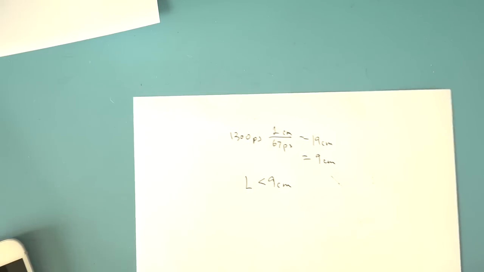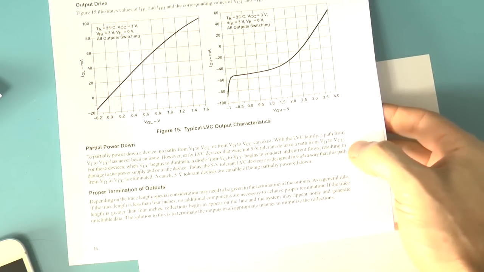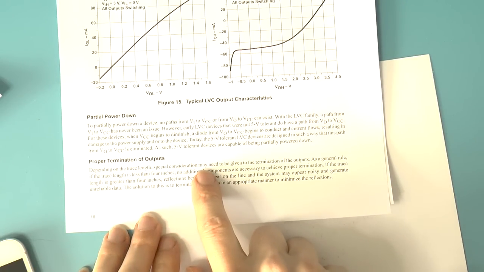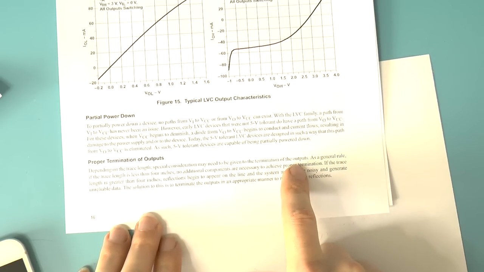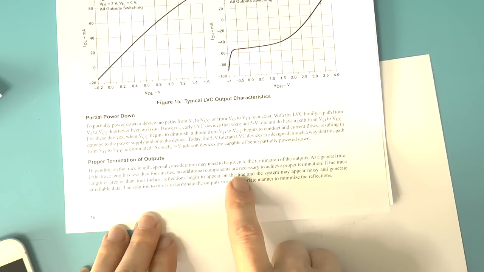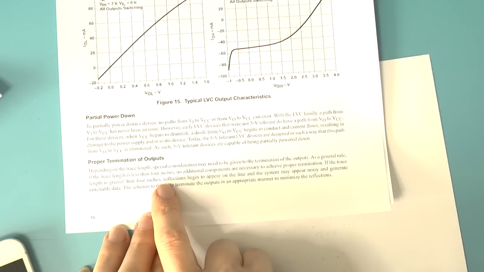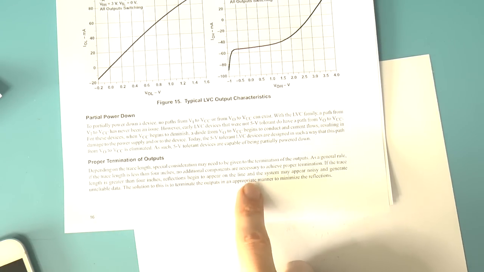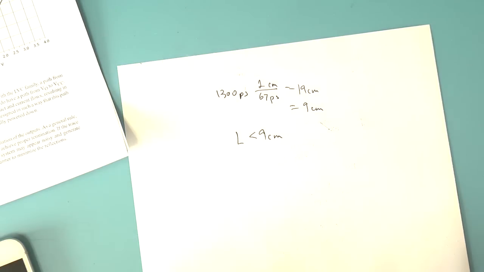Now here's another logic family, LVC, and this guide does talk about termination. Basically it says that, depending on the trace length, special consideration may need to be given to the termination of the outputs. As a general rule, if the trace length is less than 4 inches, no additional components are necessary. I assume they're talking about reflection. Yes, they say if the trace length is greater than 4 inches, reflections begin to appear on the line. So this is for the LVC family. What does that actually mean?